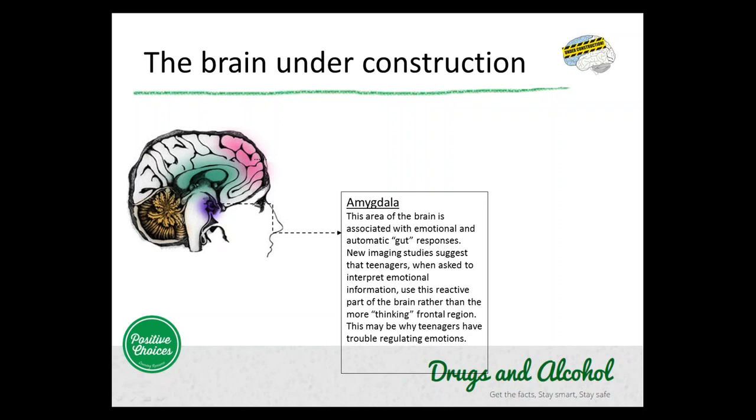So what is particularly important for adolescent behaviour, and drug and alcohol use, is the fact that there's an imbalance between the development of the amygdala and the frontal cortex. The frontal cortex doesn't develop as quickly as the amygdala, which means that adolescents are often using their amygdala in situations where adults would use their frontal cortex. So they're using this area responsible for gut reactions rather than their prefrontal cortex, which is involved in strategy, planning and sound judgment.